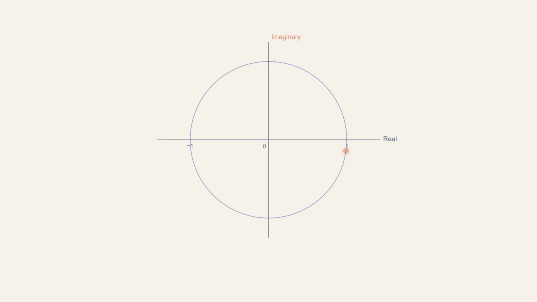If you remember trigonometry, cosine and sine are the x and y coordinates of a point on the unit circle. So e to the i theta traces out a circle. As theta goes from 0 to 2 pi, the point walks around the unit circle. At theta equals 0, you're at the point 1. At theta equals pi over 2, you're at i. At theta equals pi, you're at -1. Let me say that again.